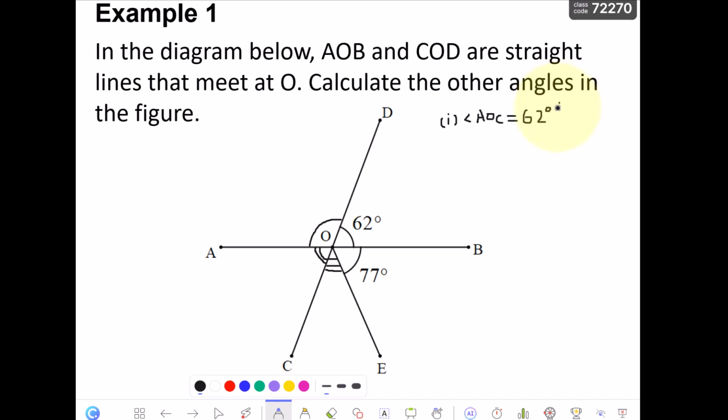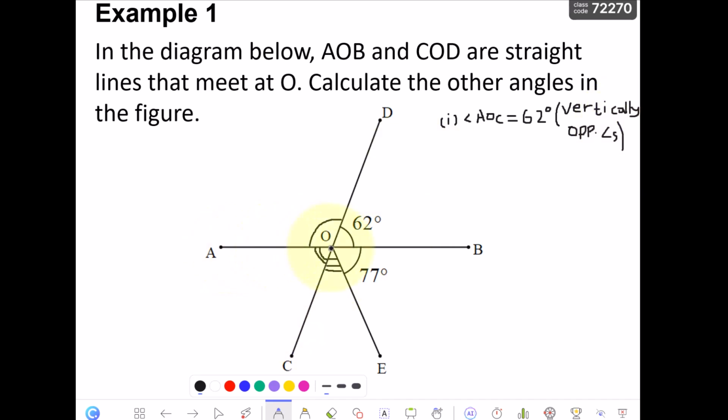And why? You already know the reason: if COD is a straight line and AOB is a straight line, 62 is facing this side, so this is a vertically opposite angle. You can put your reason in brackets. You can abbreviate it if you don't want to write it in full, but the teacher will understand. So this is vertically opposite. That is the reason why this 62 is equal to AOC. So vertically opposite angles. So we are through with AOC.